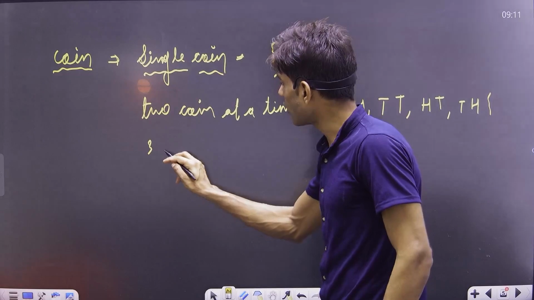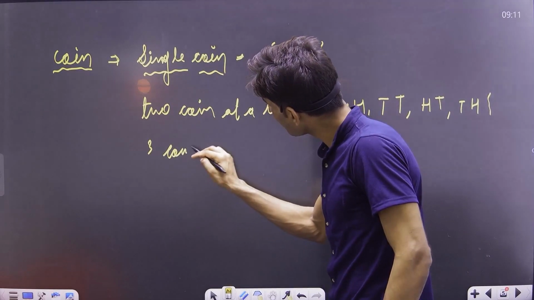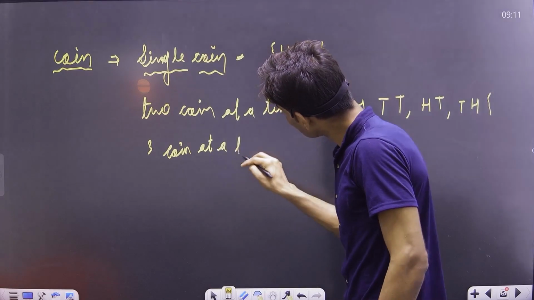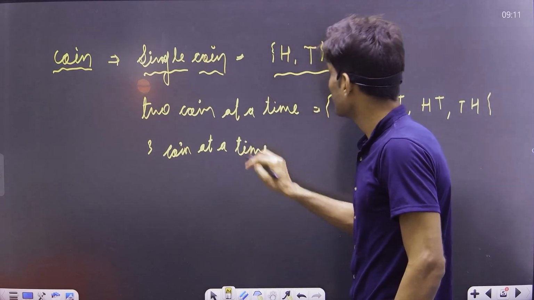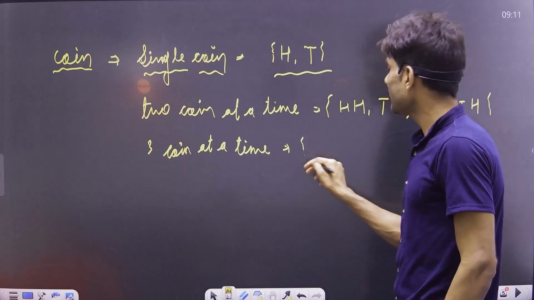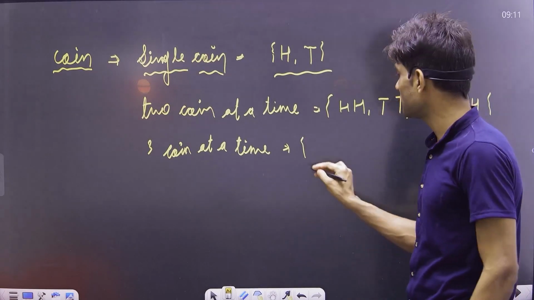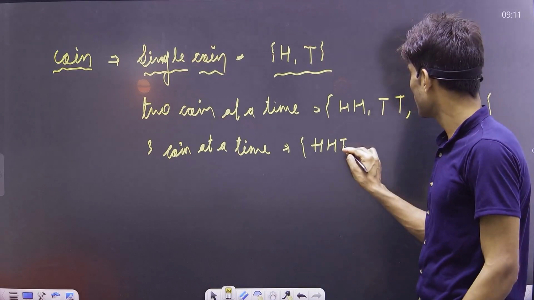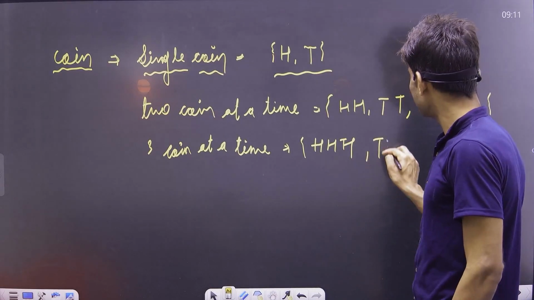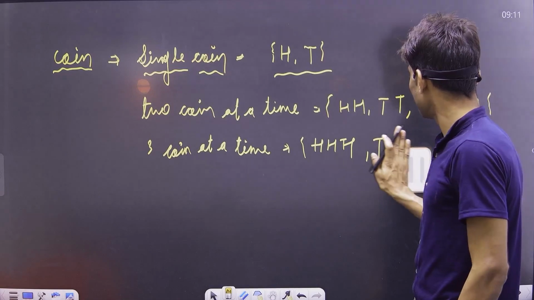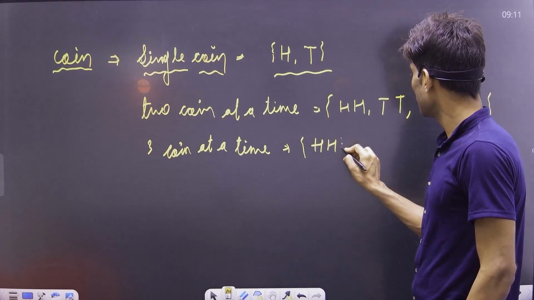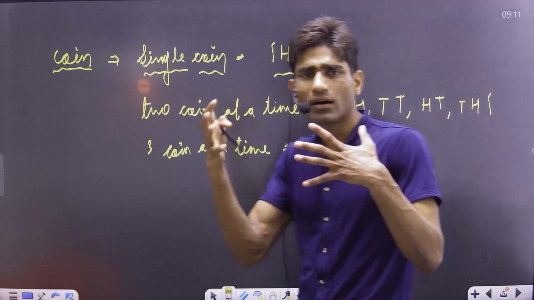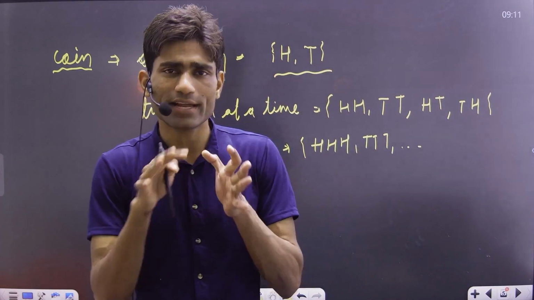Let me write 3 coins at a time. Okay, 3 coins at a time. Let me write what possible outcomes we have here. Whether 3 of these are getting heads, another 3 of these are getting tails. Let me write it again: 3 of these heads, 3 of these tails, and so on. There are 9 outcomes we have, n to the power 2.